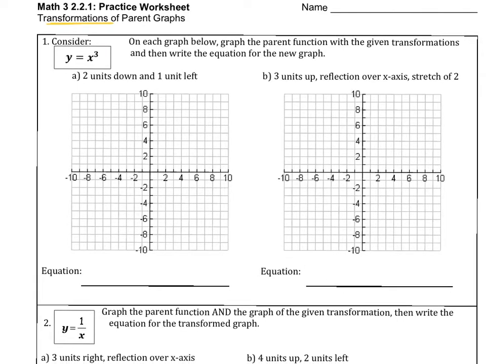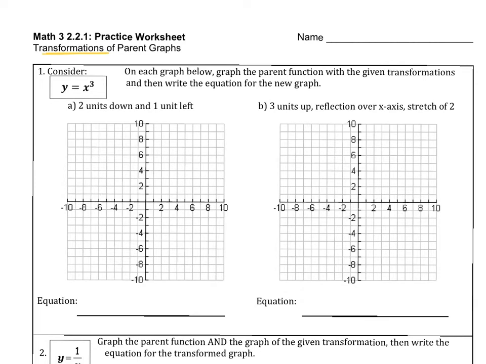So let's start by just reading the directions so that we're clear on what I'm asking you to do on this worksheet. On each graph, I want you to graph the parent function, and I want you to graph a new function with the given transformations, and then write the equation for the new graph. So I'm kind of asking you to do three things. The first one is graph the parent function. The second one is graph the function with the given transformations, and the third thing I want you to do is write the equation for that transformed graph.